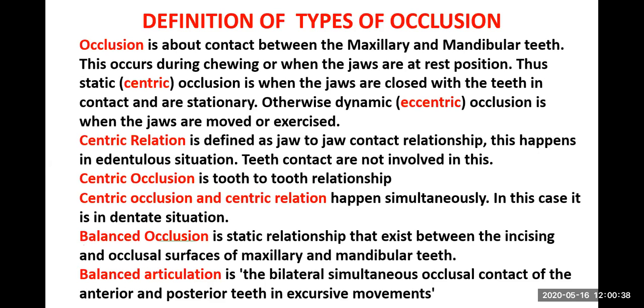That is centric occlusion. Centric occlusion and centric relationship is when we are considering the relationship between the upper and lower teeth when they are fully dentate. So centric occlusion and centric relation can only happen when the teeth of upper and lower are in occlusion. They are acting together. That is when we have centric occlusion and centric relation. Then what is balanced occlusion?